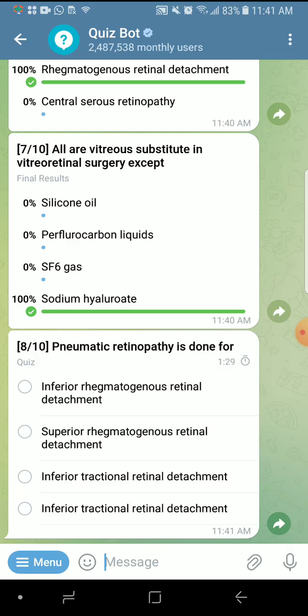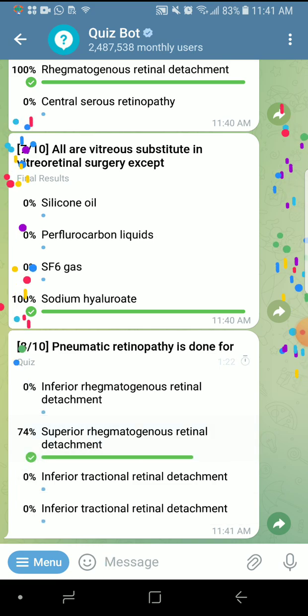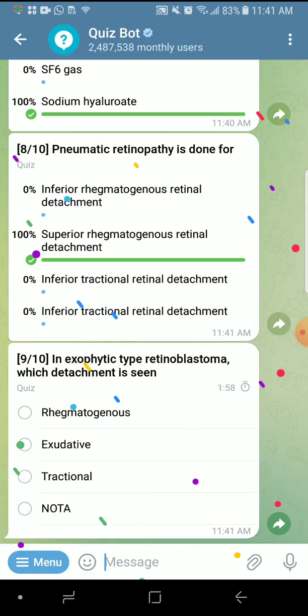Now which gases can be used? 100% gases. Air cannot expand. C3F8 and SF6 100% concentration can be used. That's why air travel is not allowed after this procedure.